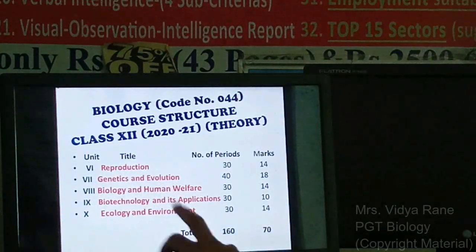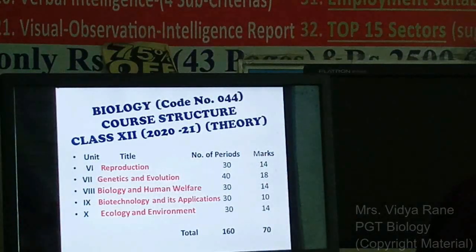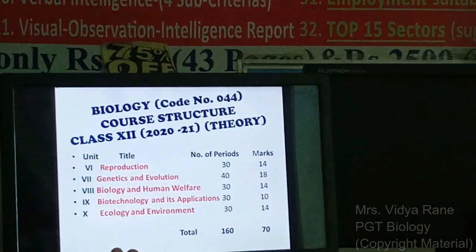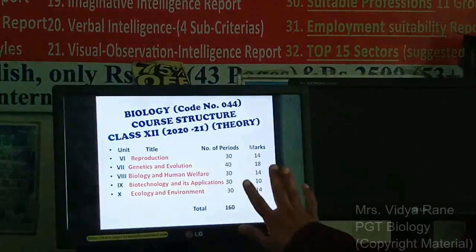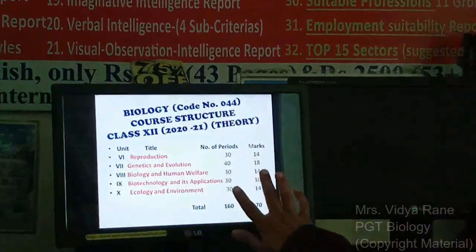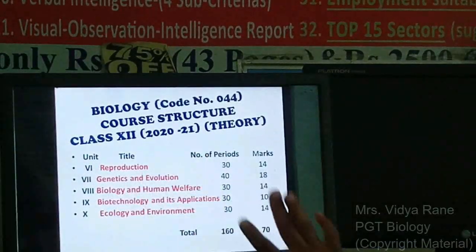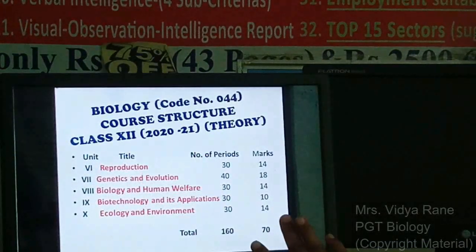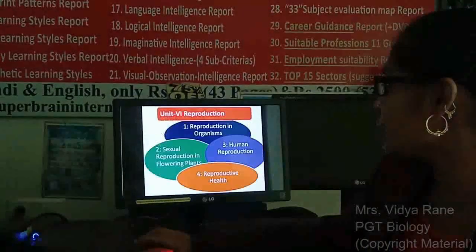The last unit is ecology and environment. It again carries 14 marks. So this is your 70 marks distribution among these 5 units: 6th unit 14 marks, 7th unit 18 marks, 8th unit 14 marks, 9th unit 10 marks, and the 10th unit is of 14 marks. So in total this is a 70 marks distribution.